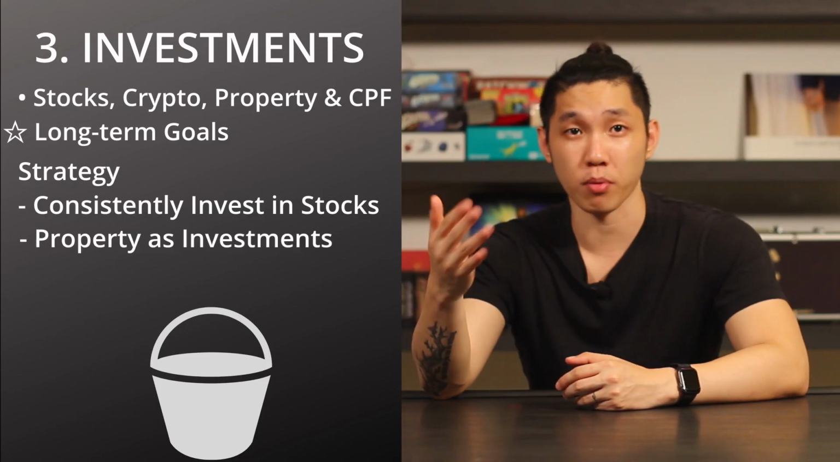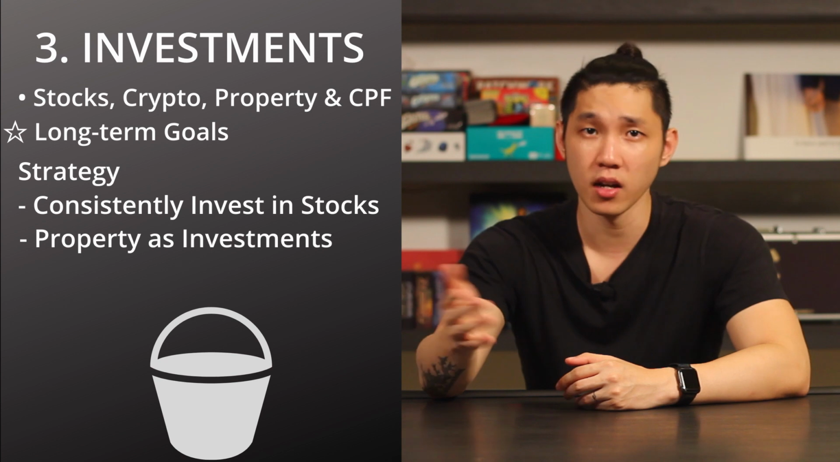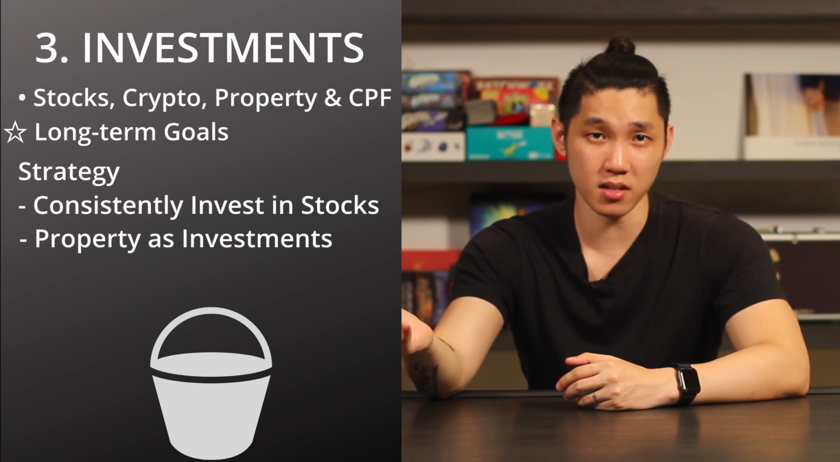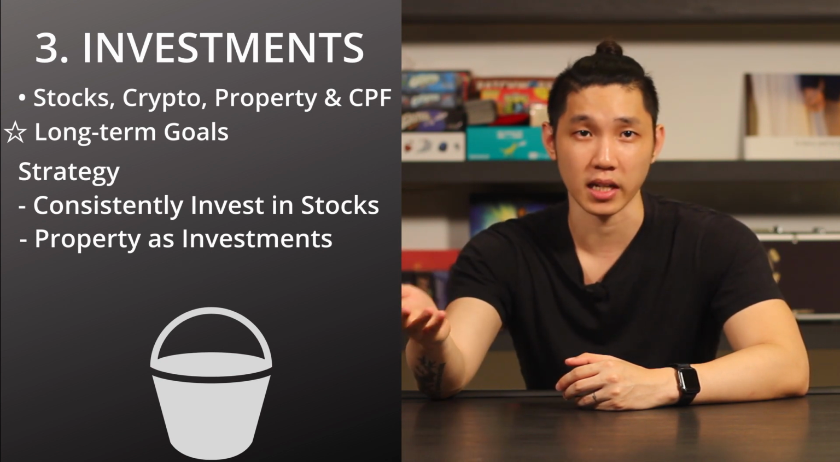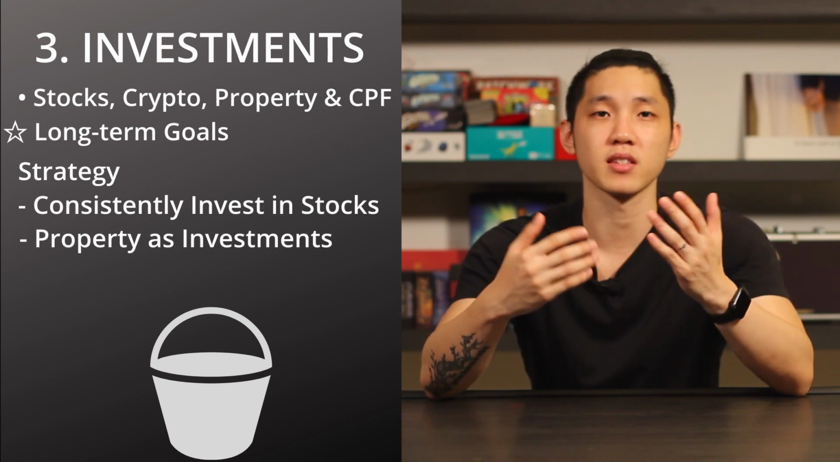I also mentioned that property is part of this bucket. Shouldn't it be under expenses, since I'll definitely need to take a housing loan for it? Yes and no. Loans and debts will be under the expenses bucket, but property can and should be considered as an investment tool. I see young couples making the mistake of taking on a huge housing loan to buy a depreciating house that they declare would be their forever home.